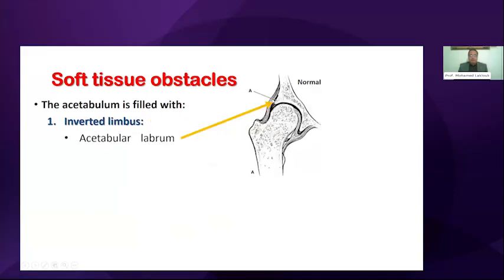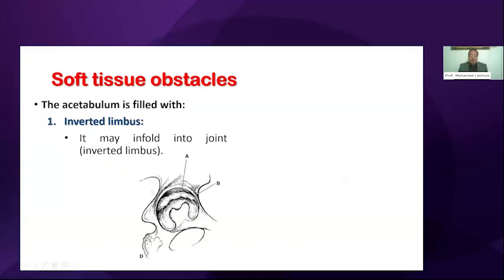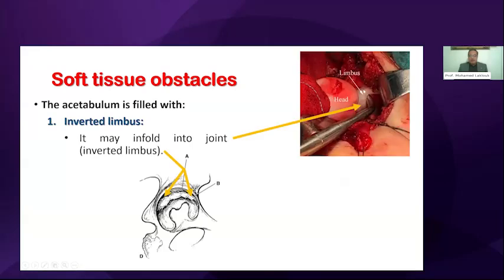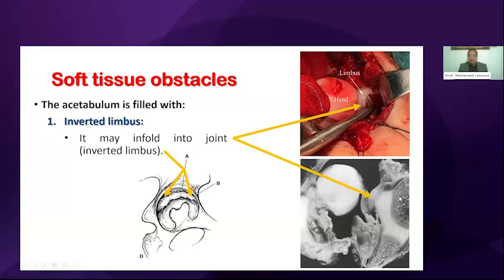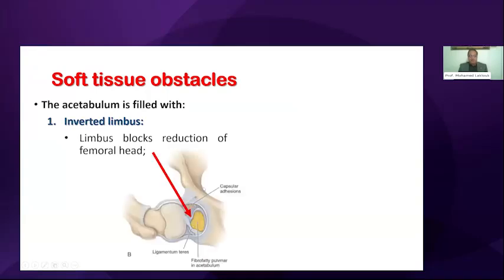This is the shape of the normal acetabular labrum. In case of DDH, there is hypertrophy of the acetabular labrum and it becomes enlarged in the superior, posterior and inferior rim. It may fold into the joint and become an inverted limbus, as seen in this photo, and in this cadaveric section. This limbus blocks the reduction of the femoral head.